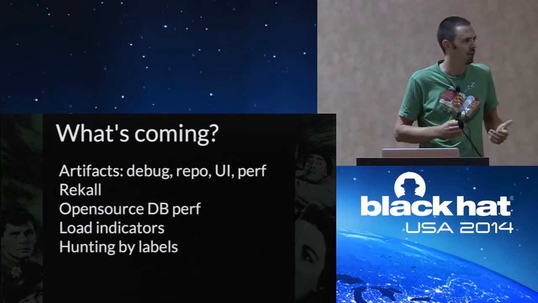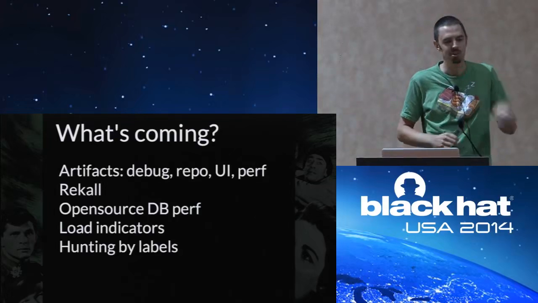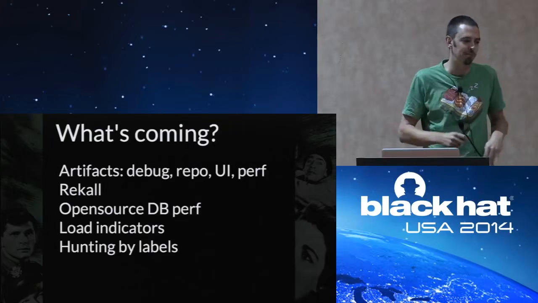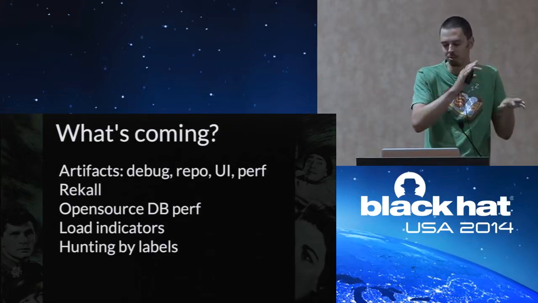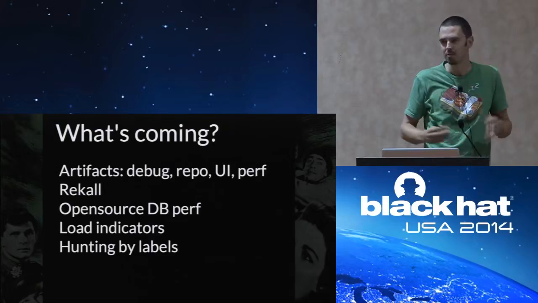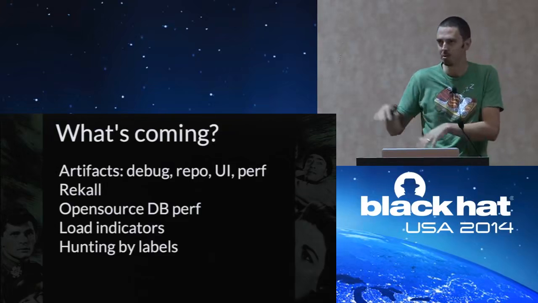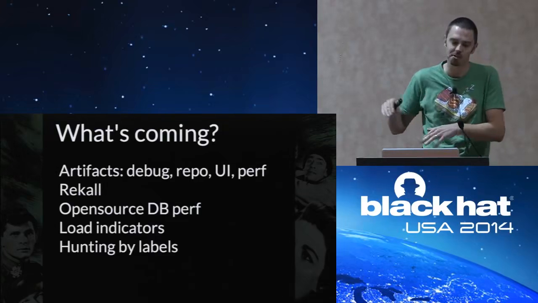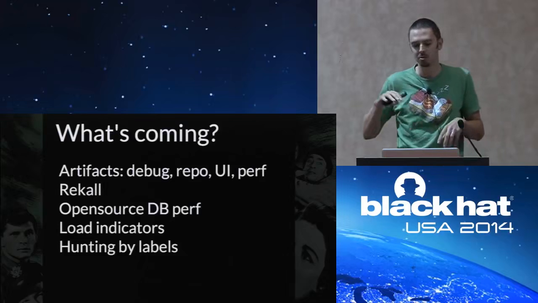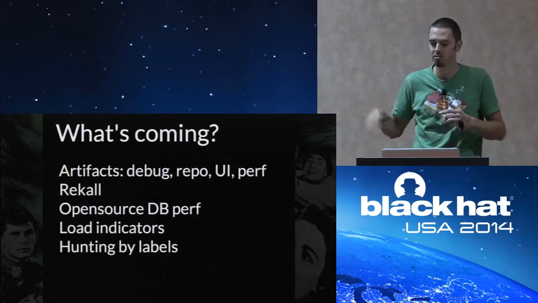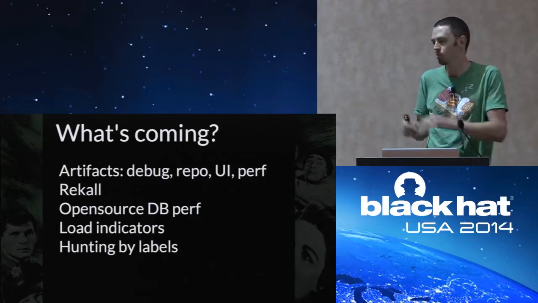Often in an investigation you want to label groups of machines, saying these machines are similar in some way, maybe they're all compromised by the same Trojan or something like that. Or this is a particular part of the network that's different from the rest. We want to label these machines, and we're going to be able to do that in the UI, and then also hunt, so look at all those machines as a group.